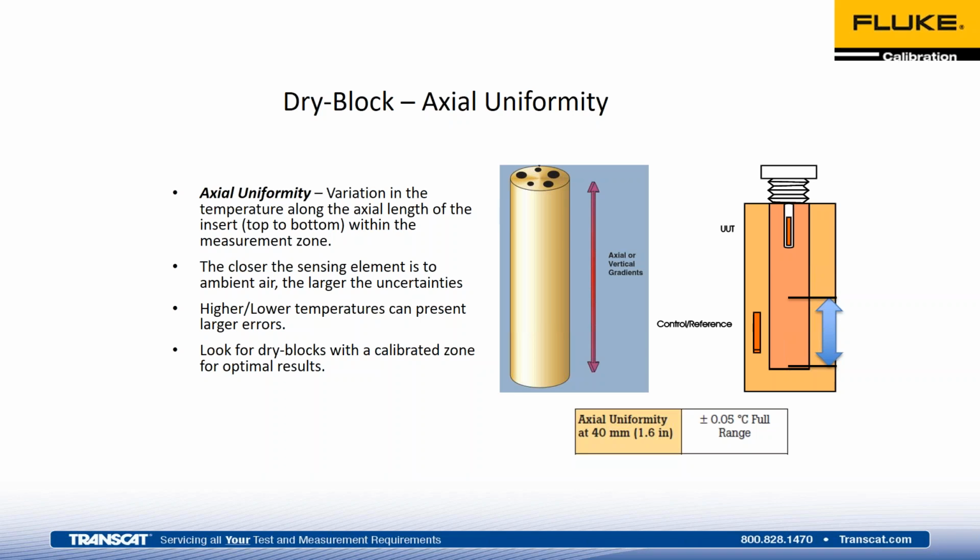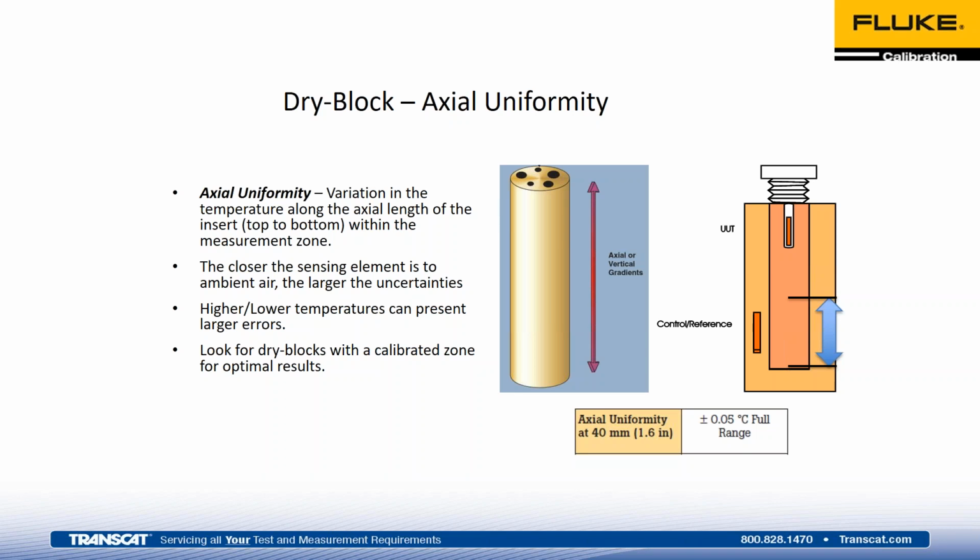So what we've done in a couple of our units, we spec what they call an axial uniformity, where we give an actual uncertainty based on full immersion up to, I believe it's 40 millimeters up from the bottom. Some manufacturers do not offer that, and so you have to assume full immersion is what they're speccing off of, or you would want to use a reference and have that at the same immersion as your device under test.